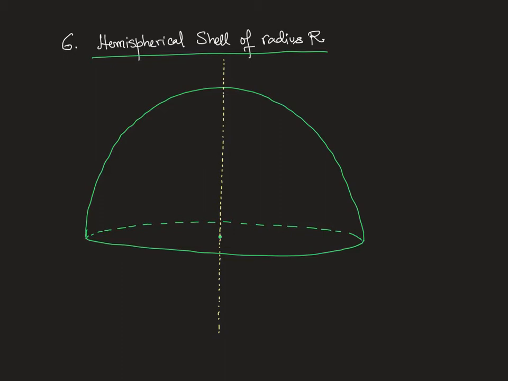Here we have to locate the center of mass of the hemispherical shell, with uniform distribution of mass throughout the surface. So let's consider sigma as the mass per unit area.